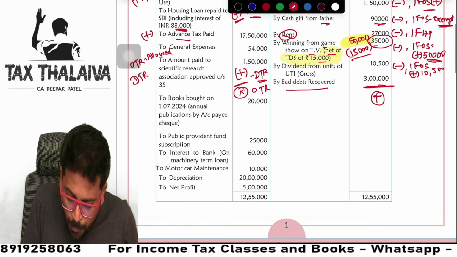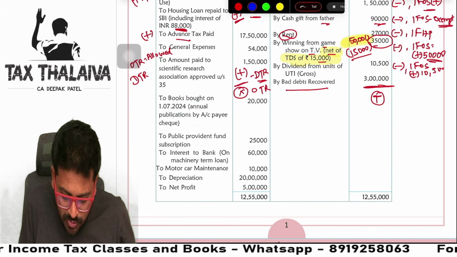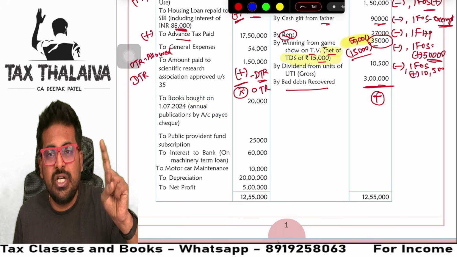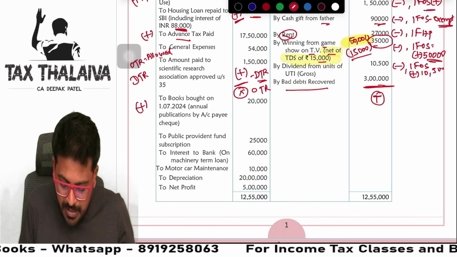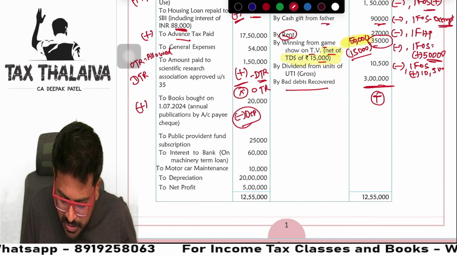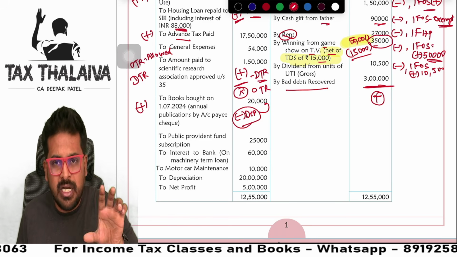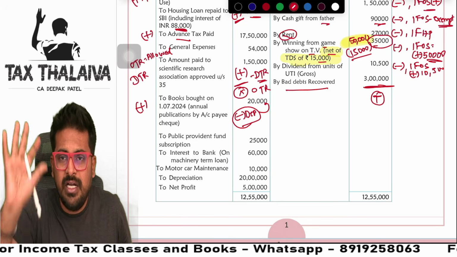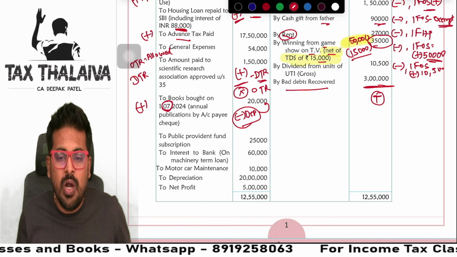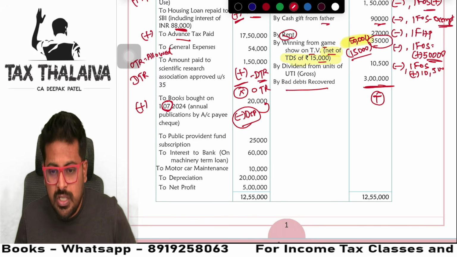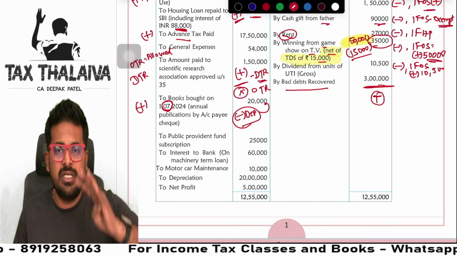Next, books bought on 1/7/2024, annual publications. Guys, annual publication books form part of your plant and machinery. It is a capital expenditure. So I will write add back. But guys, mind you, you can claim depreciation on these books. So the first adjustment is to add back these books because it is a capital expenditure, and reduce the relevant depreciation. Relevant depreciation will be the full rate of depreciation because the asset is purchased on 1/7, so more than 180 days used, so you can claim the full rate of depreciation on this. The books annual publication rate of depreciation is 40%, guys.